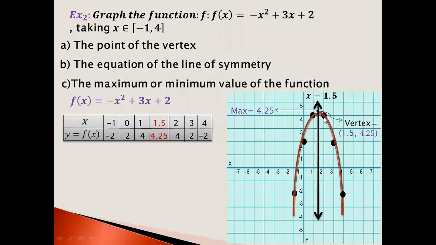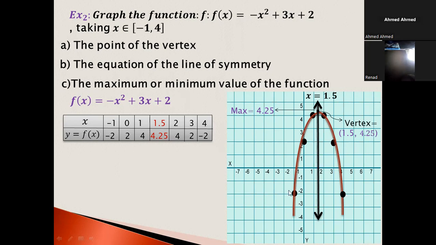This is the point with first projection 2 and second projection 4, and the point 3 and 2 is located here, and the point 4 and -2 is located here. Its first projection is 4 and its second projection is -2.